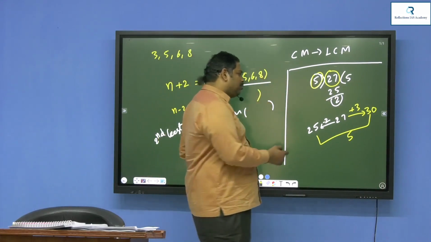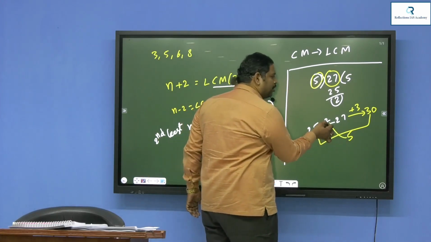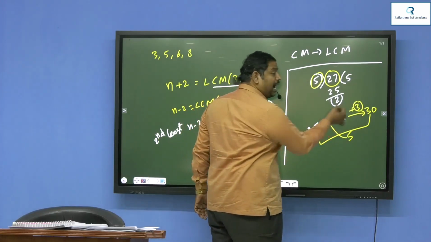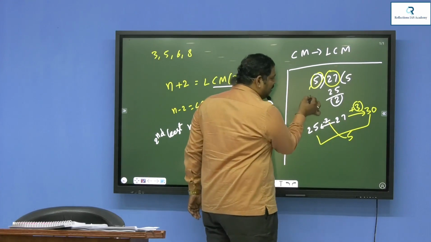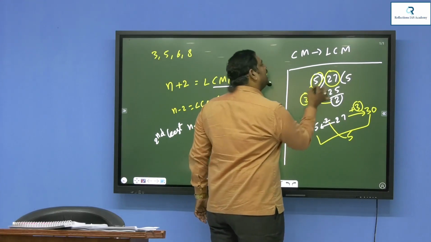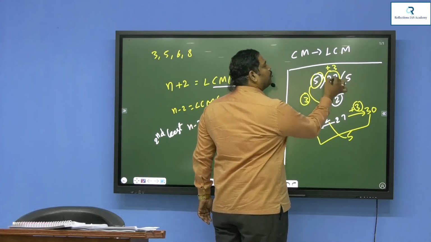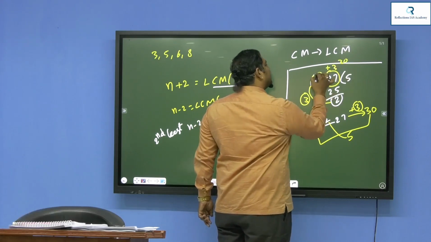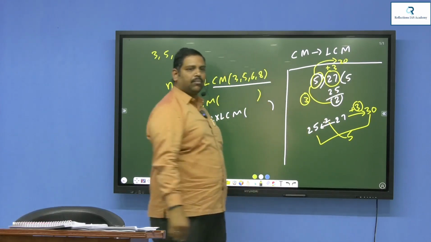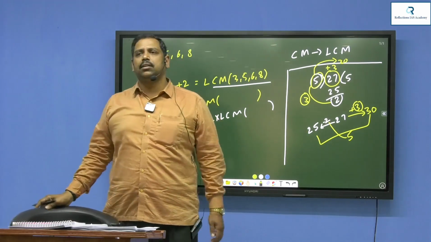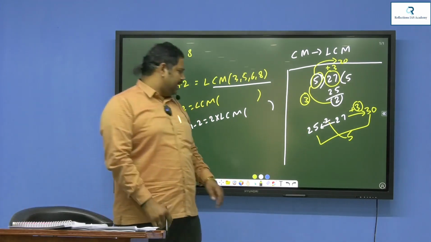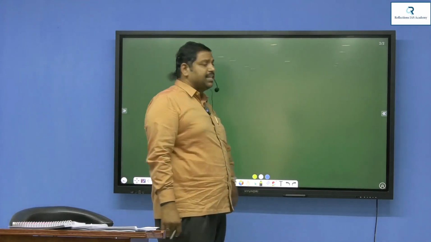The other point is, you take the difference between 5 and 2. How much is it? 3. That 3 you have to add. So 27 plus 3 is how much? 30. It's again a multiple of the divisor. Is it clear?